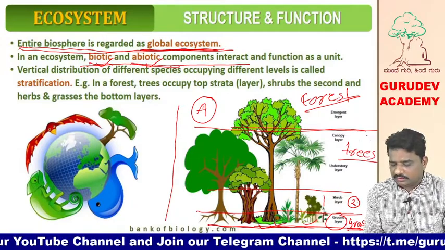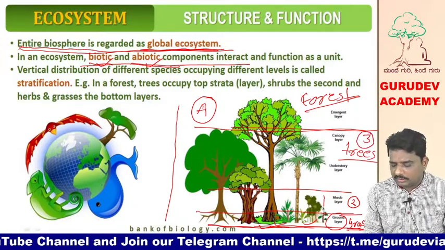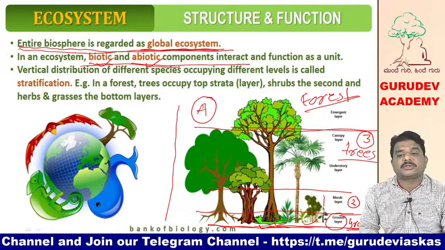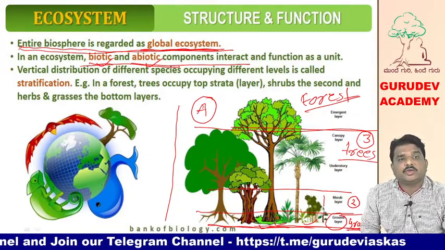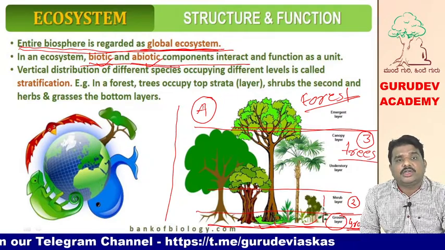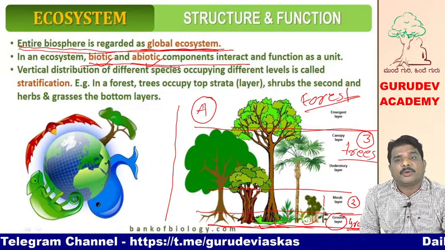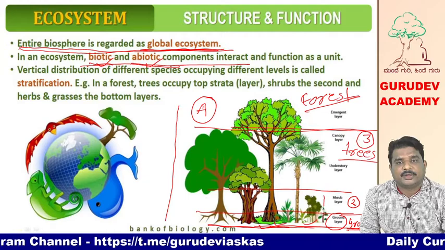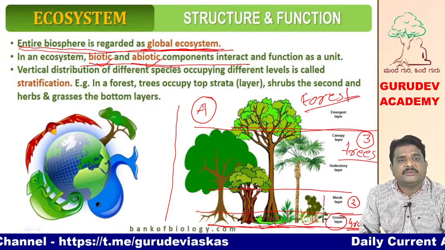Third layer, trees are present. Second layer, shrubs are present. This is called stratification. Stratification means vertical distribution of different species occupying different levels.